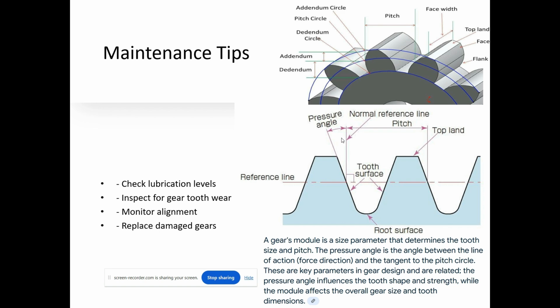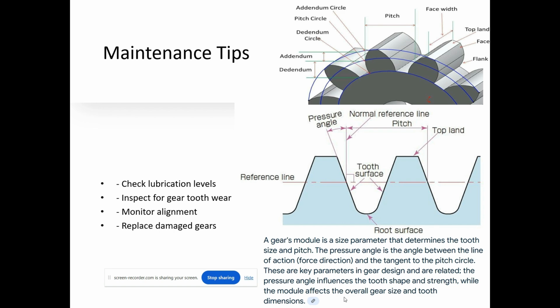So pressure angle hii hapa inaamua shape ya hiyo tooth. Kwa mfano unaona hapa, this is a different shape, right? Kuna pressure angle yake, lakini hapa this is a different shape, pressure angle. But it also influences the strength of this, all right? So the sharper, maybe not so strong, but the other may be very strong.